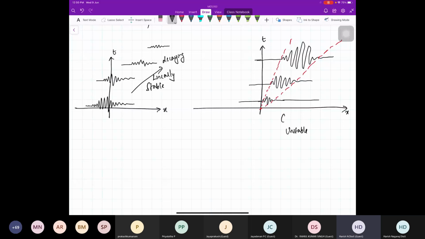But it is convectively unstable, because the disturbance will grow, but it will keep growing downstream. It will not grow there only. It'll amplify downstream.